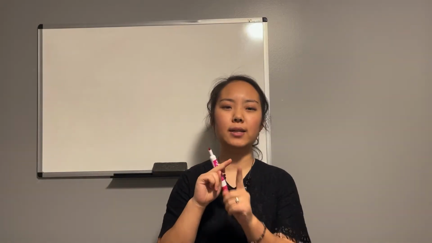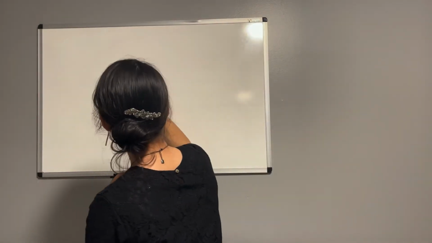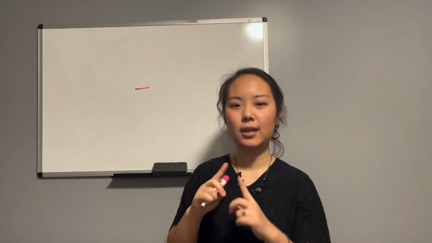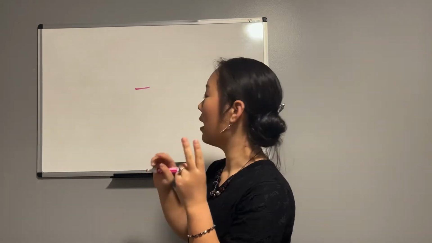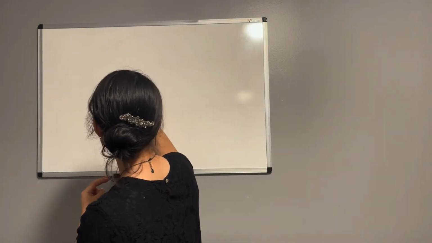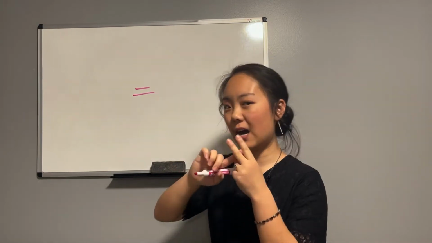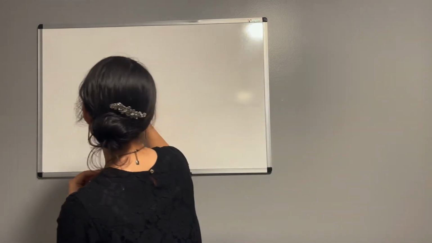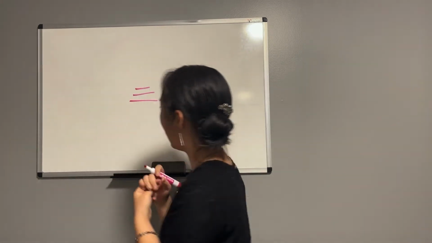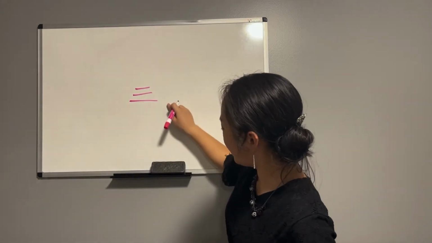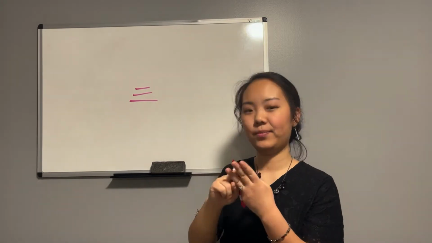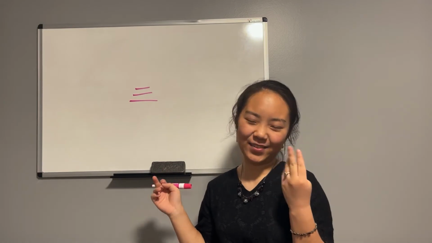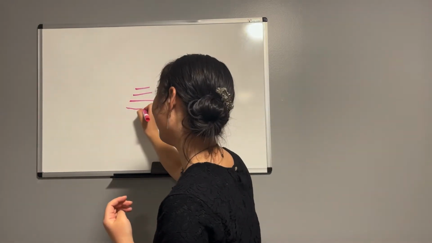And number 1 is yi. So it looks like a line like that. That's yi. And then 2 is er. You draw a line under the one. So 2 lines means er. And then 3 is san, and that is 3 lines. It's longer progressively, and that means 3. San. And then number 4, any guesses for another line?